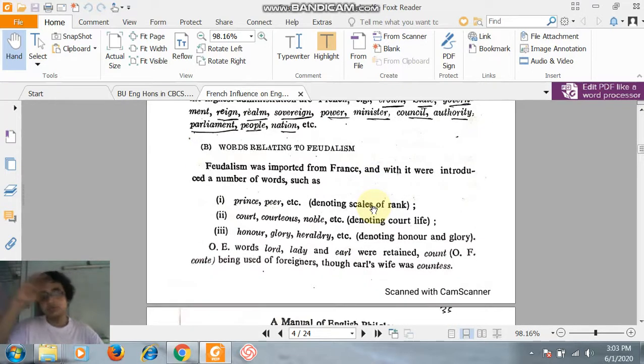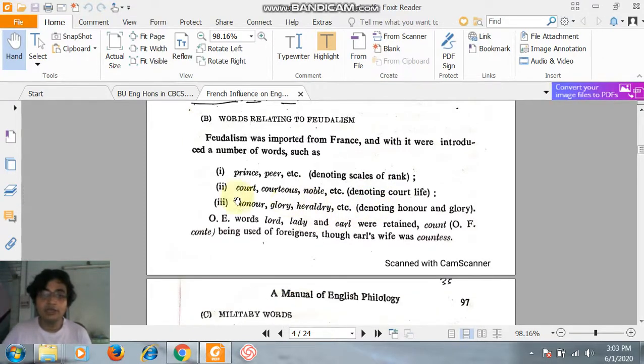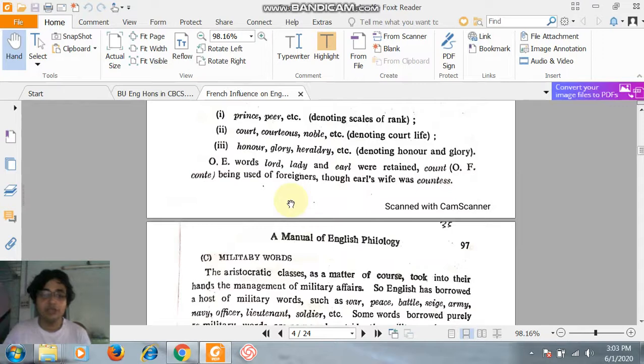Now let us discuss words relating to feudalism. The concept of feudalism was imported from France, and with it were introduced a number of new words. Words like prince, peer, denoting various scales of rank. Words denoting court life, words like court, courtiers, noble. Words like honor, glory and heraldry, denoting the honor and glory of the medieval knights or those who are associated with the court. All these words were borrowed from the French language.